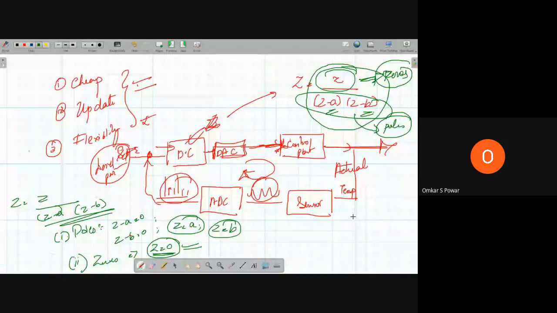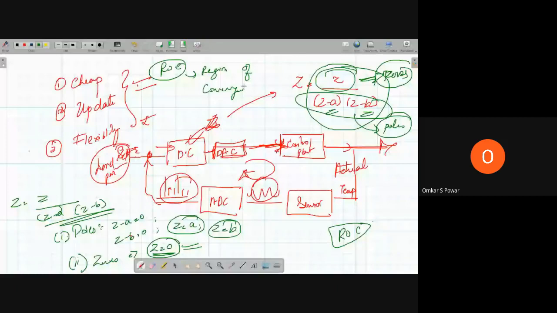Okay, so these two things are a prerequisite. You should know them before you enter this Z transform. So what is this ROC? ROC is region of convergence. This region of convergence is the area in the Z plane where the Z transform is finite.